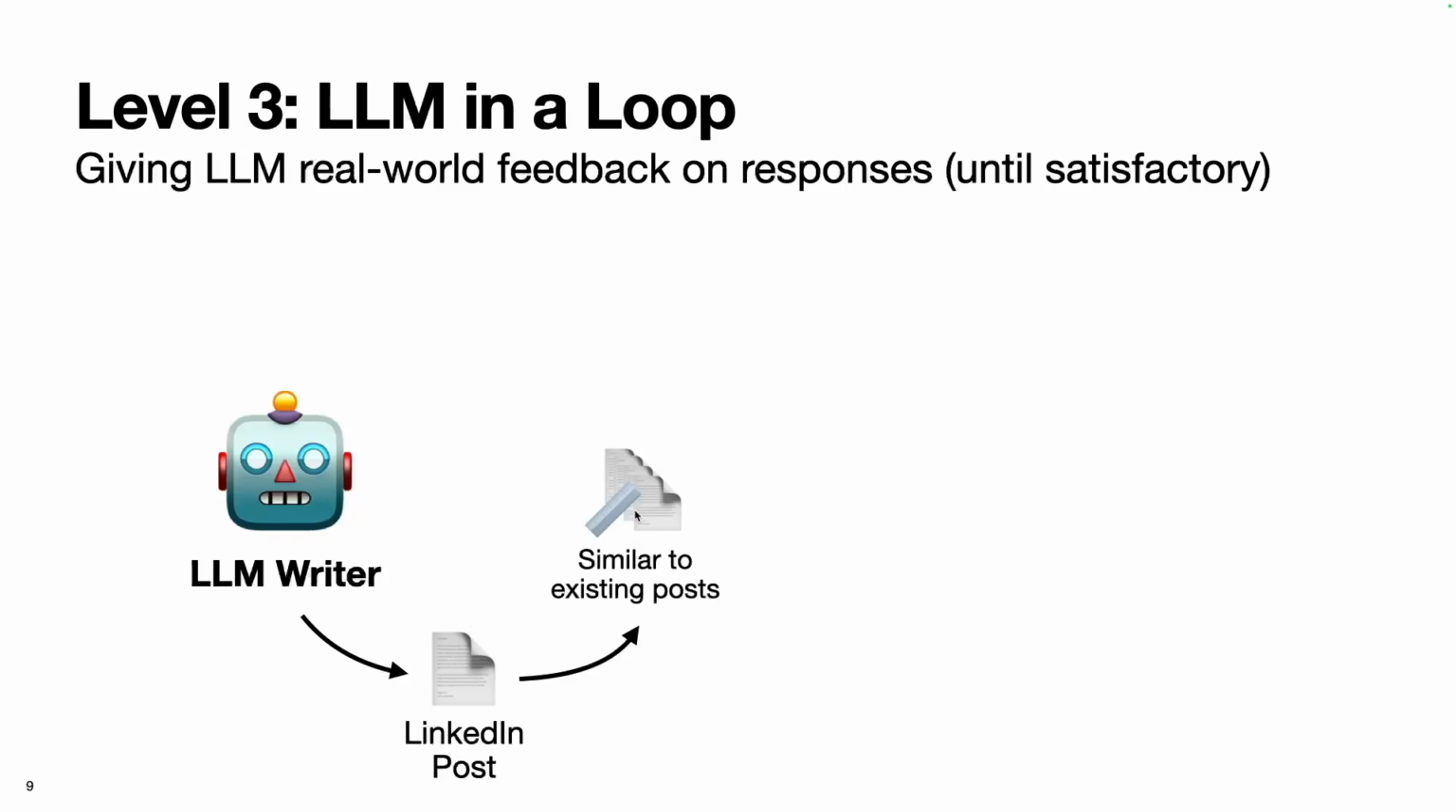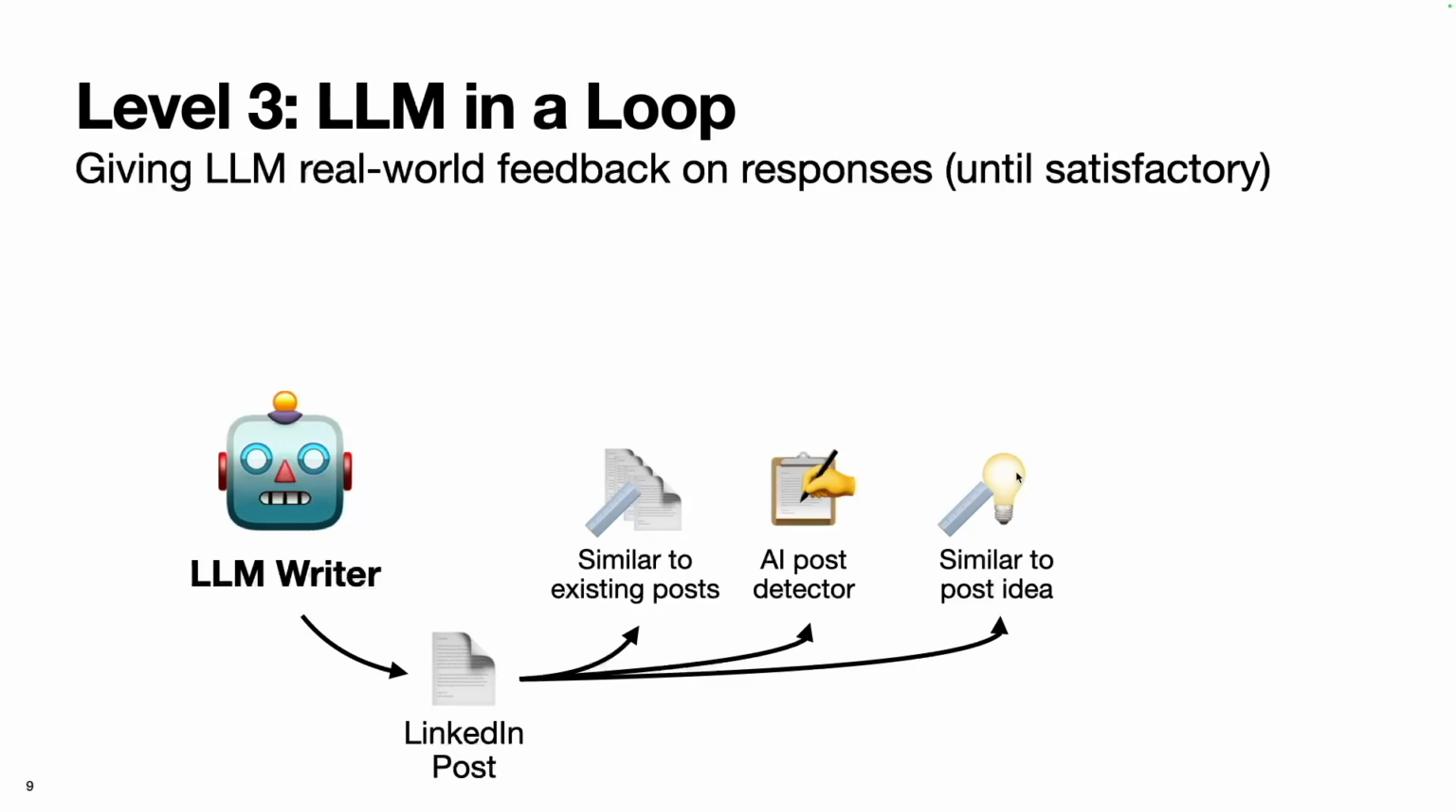So the first thing I'm going to do is see if that post is similar to my existing posts, because I want it to sound like me and I want it to be relevant to the other things that I've talked about. Another evaluation I might do is pass it through an AI post detection system. That's because I don't want the post to sound like an AI wrote it. I want it to sound human-like. And then finally, I can evaluate if the LinkedIn post is actually similar to the initial idea that I fed into this LLM system. And so then each of these evaluations will have a pass-fail.